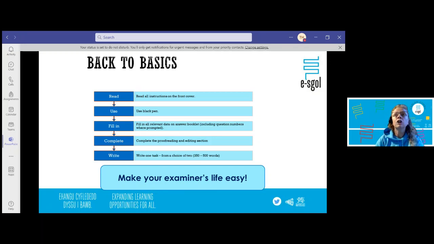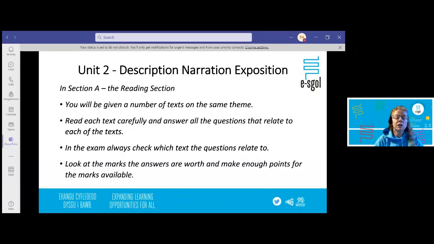And then on the writing, on Unit 2, this is where you've got the one task, and you get your choice of two. It's description, narration, and exposition. This is what your topics are.